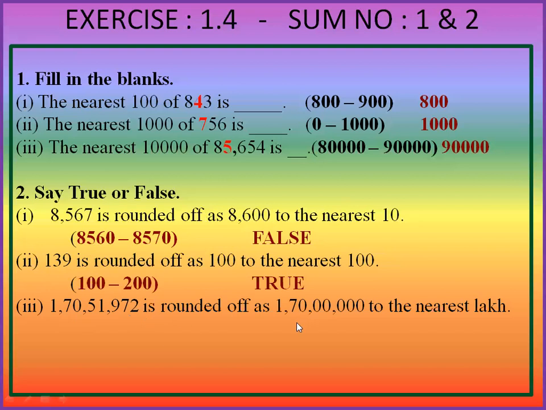1,70,51,972 is rounded off as 1,70,00,000 to the nearest lakhs. So when you want to round to the nearest lakh, you have to look at the previous, that is 10,000s place. It is 5. So you have to add 1 to the previous number, that is in the lakhs place. So it becomes 1,71 lakhs. So the given statement is false.